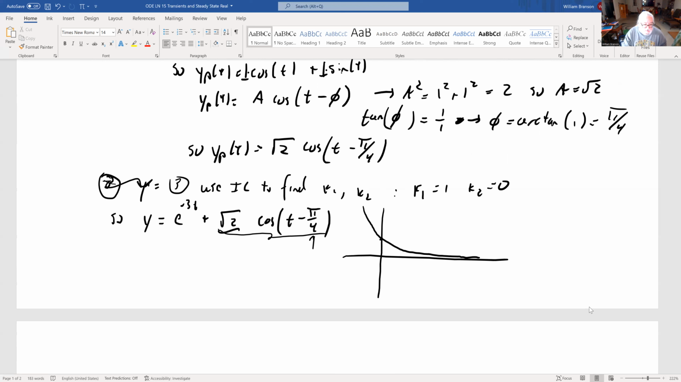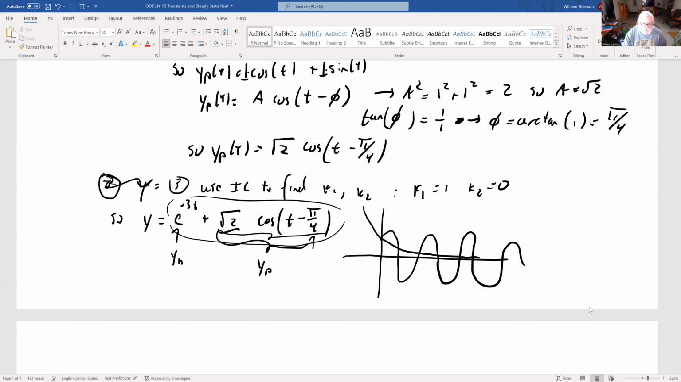So this part is y sub h. This whole thing is y sub p. The graph of y sub p is a cosine curve like that. And so the solution curve is these two added together. If we add these together, we'll get something up here that comes down. And then by the time we get down to here, the homogeneous solution actually becomes pretty small, right? So we're pretty much just following the particular solution.